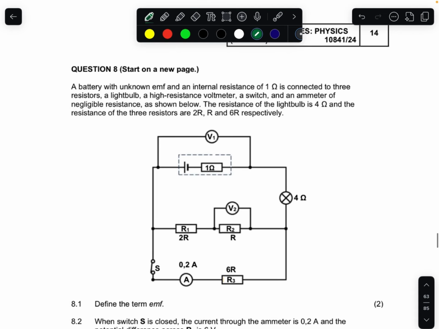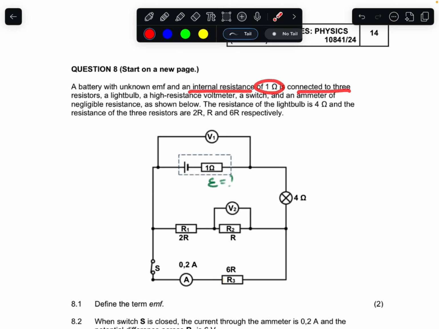Now let's go to the electric circuit question, which is question 8. It says a battery with an unknown EMF. So we're not given the EMF there. Very important information. Now it says an internal resistance of 1 ohm connected with 3 resistors and a light bulb, and a high resistance voltmeter, a switch and an ammeter of negligible resistance is shown below. Now it says the resistance of the bulb is 4 ohm, and the resistances of the 3 resistors are 3R, 2R, 1R and 6R respectively.